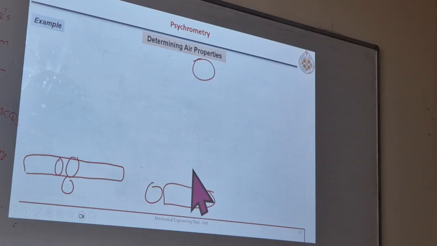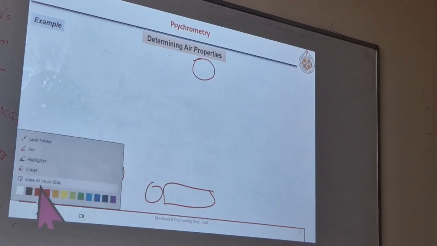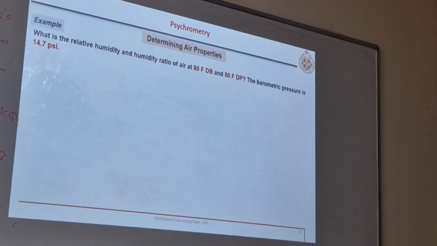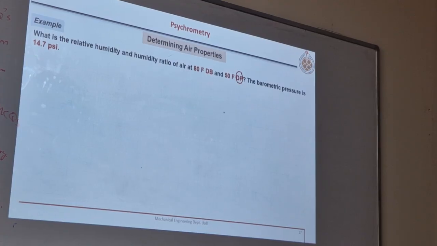Okay. Now let's solve one problem. What is the relative humidity and humidity ratio of air at 80 degree Fahrenheit dry bulb and 50 degree Fahrenheit dew point? So there is air whose dry bulb temperature is given and also dew point temperature is given.